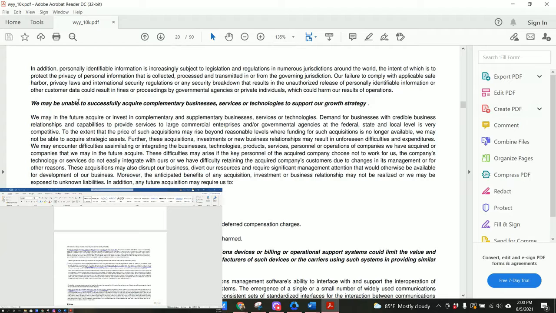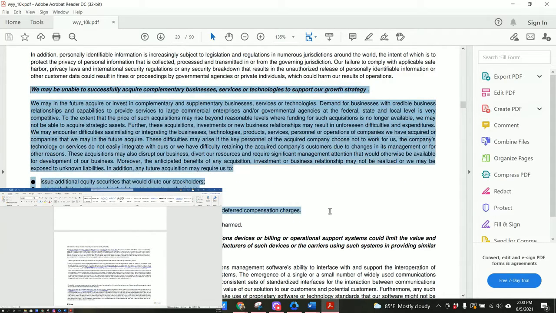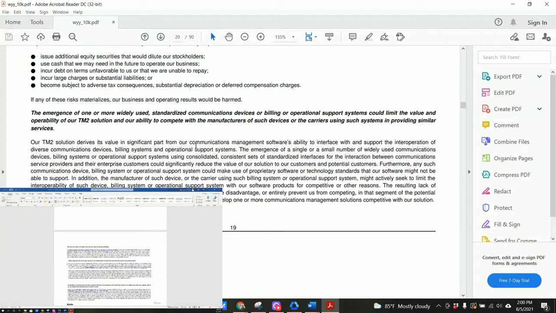We may be unable to successfully acquire complementary businesses, services, or technologies to support our growth. So it looks like they want to grow, at least in part, via acquisition. That's not really good or bad or even anything of note. That's something that many companies do. So it's not really anything super important or news to me. Again, if you're just starting out, that might be something to you.